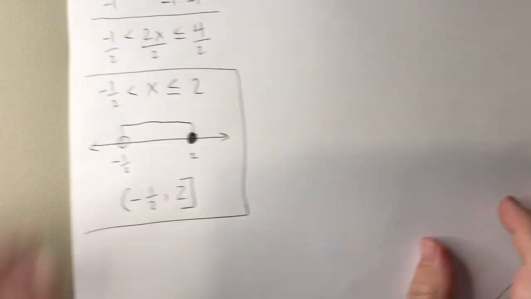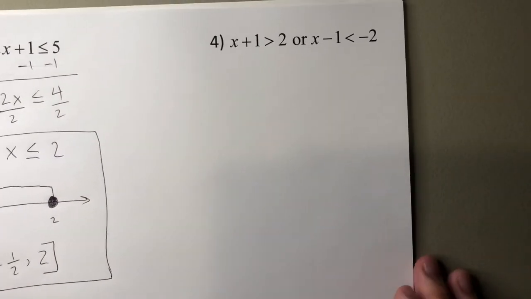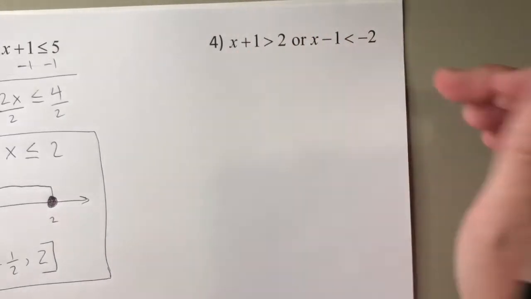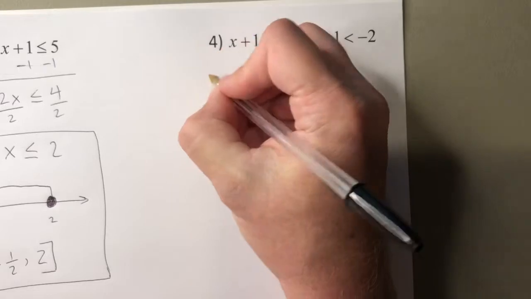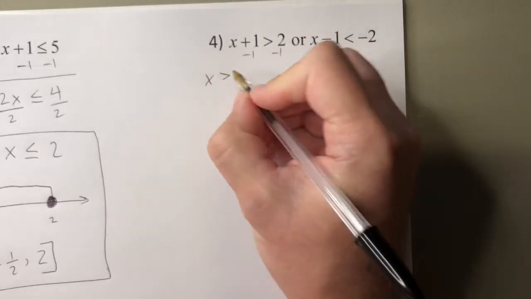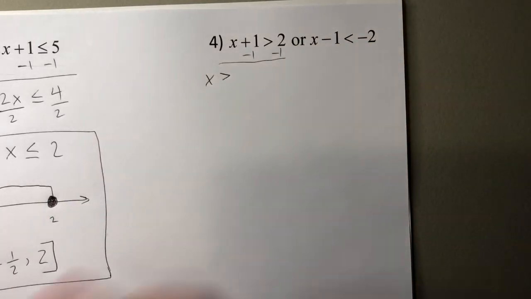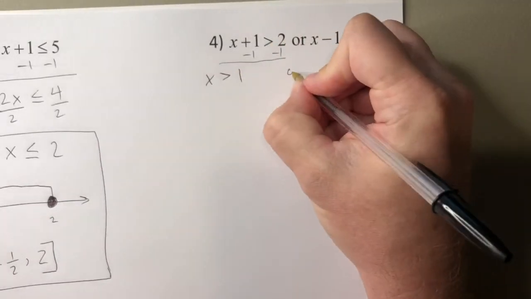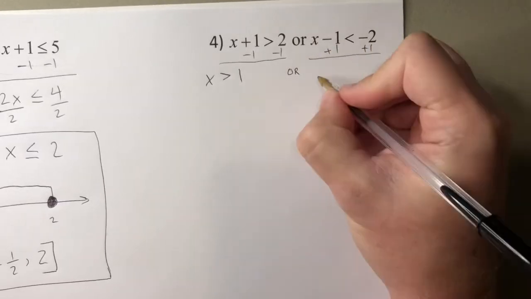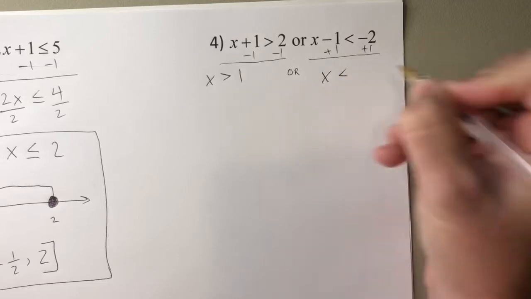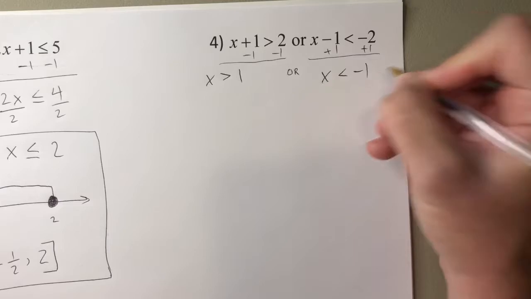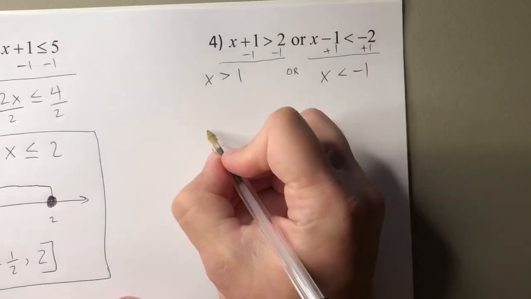All right. Moving on to number 4. This is a compound or type inequality. Just solve each of these inequalities as 2 separate entities. So we get x is greater than 1, or, adding 1 to both sides over here, x is less than negative 2 plus 1, negative 1. Okay, so what does this thing look like graphically?